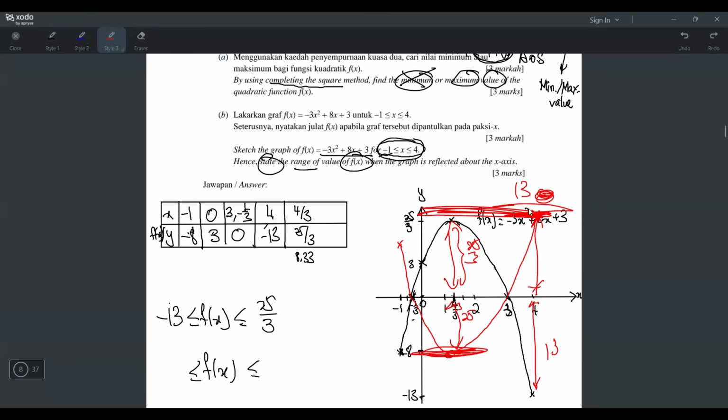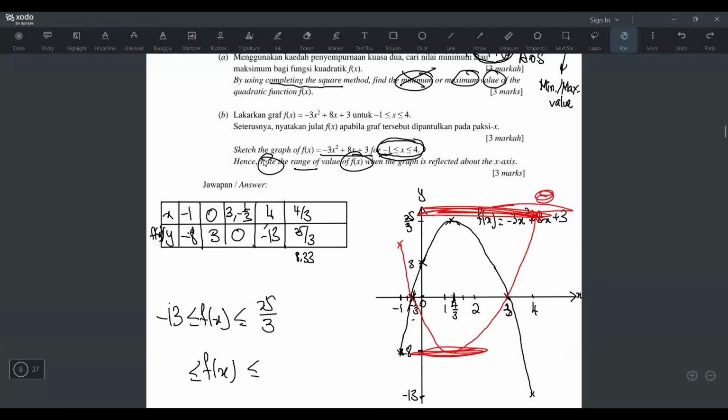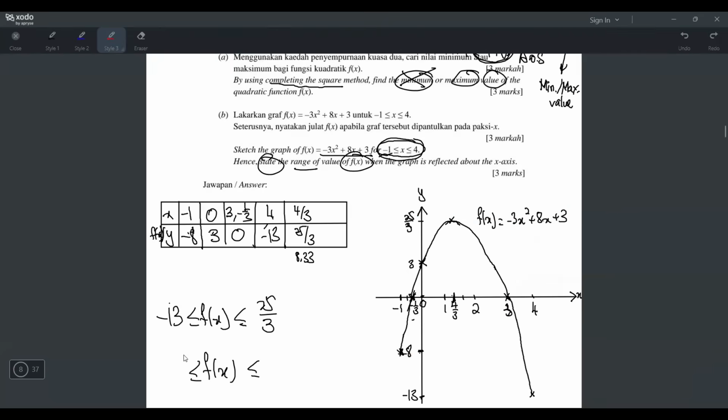Right? Okay, but I will erase all these things. Okay, so later here will be negative 25 over 3 and this one will be positive 13. Okay? Understand, because when you reflect in the x-axis, the lowest point becomes this point here already. But the y coordinate will not be 25 over 3, it will be negative 25 over 3 because when you reflect, the distance is the same, right? And then the highest point also changes.